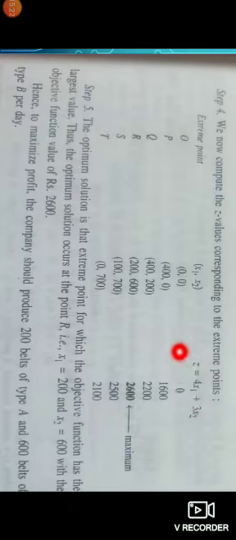You know the objective function is equal to 4x1 plus 3x2. Put these values in the objective function. This is the solution. Your problem is to maximize, so we want the maximum value, which is 2600. That's why the optimum solution is the extreme point for which the objective function has the largest value.